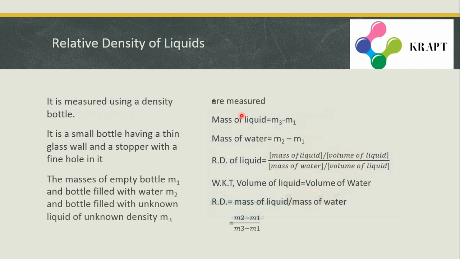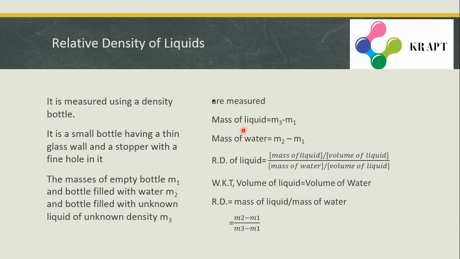Now let us see about relative density of liquids. Relative density is measured by using density bottles. It is a small bottle having a thin glass wall and a stopper with a fine hole in it. The masses of empty bottle M1, bottle filled with water M2, and bottle filled with unknown liquid of unknown density M3. These are just the markings, and they are supposed to be measured. So empty bottle's mass would be M1. If that bottle is filled with water, then it would be M2. And if it's filled with any unknown liquid like benzene, alcohol like that, it is M3.